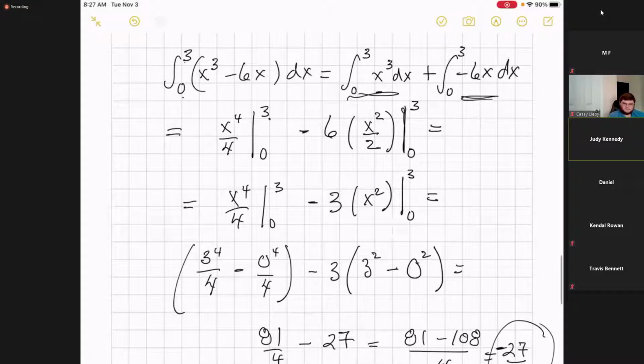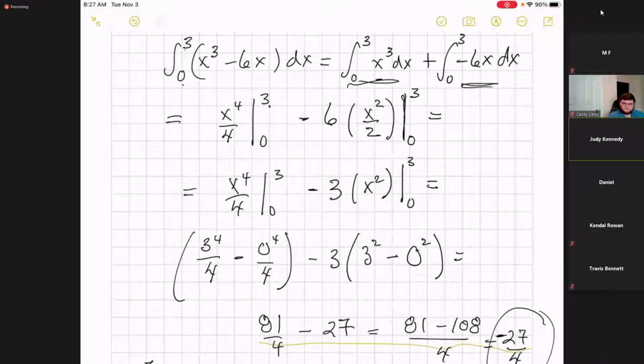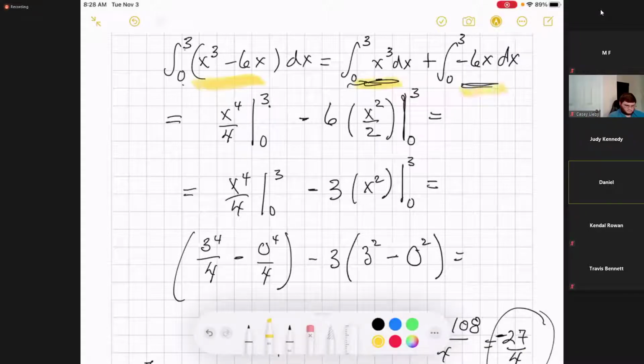First thing I did was to break the integral into the sum of 2 integrals. That was here. I broke the big integral into the sum of 2 integrals. I can do that because of rule number 2. I got an antiderivative for x cubed, that's x to the 4th over 4. And here, I only need one antiderivative. I don't need the entire family.